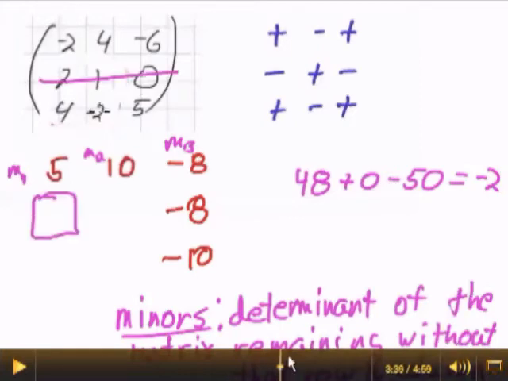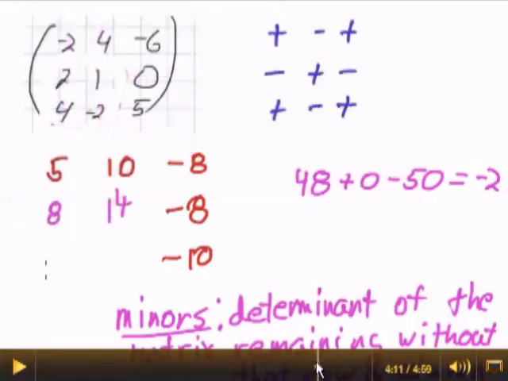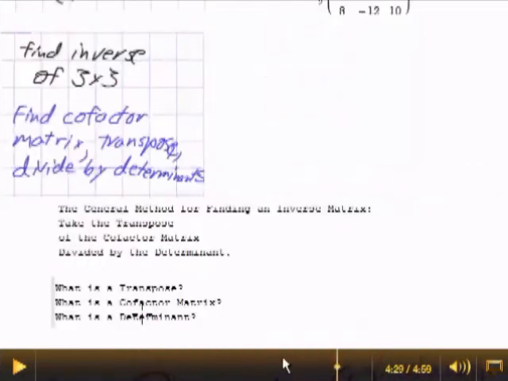For instance, if I have the minor in row 2, column 1, I'm going to cancel out row 2 and column 1 and use whatever's left to get the minor. 4 times 5 minus negative 6 times negative 2 is 8. And then continue on in that fashion to get the other minors.